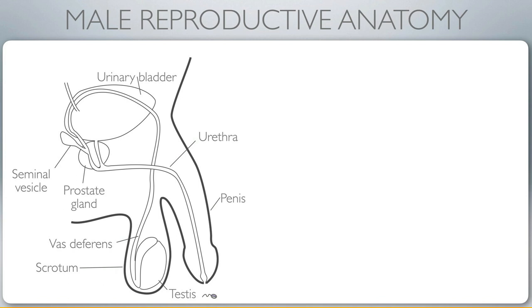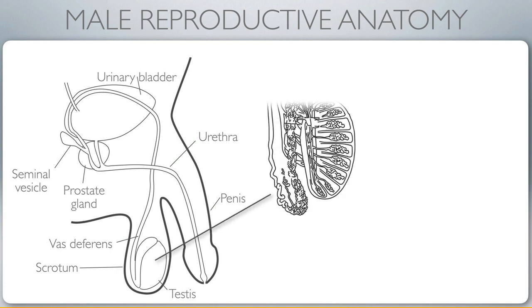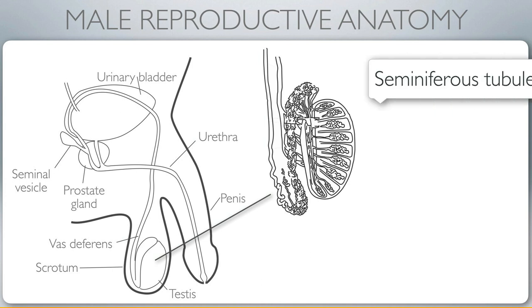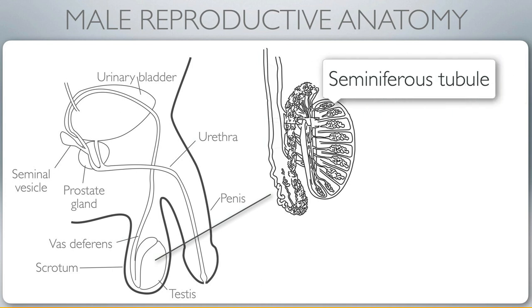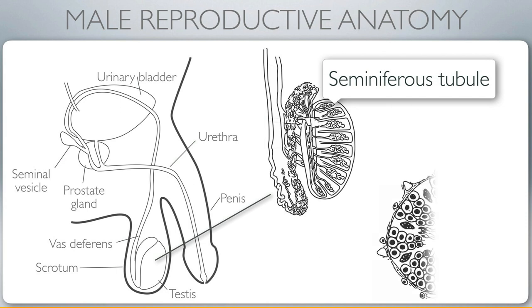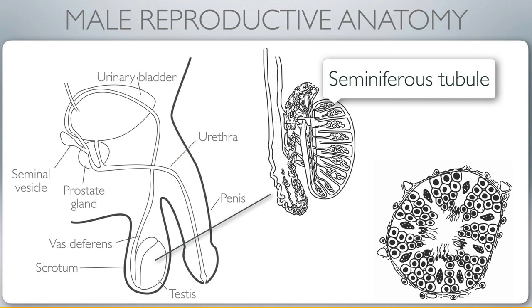Okay, so the testes are the site of sperm production. That sperm production occurs in a complex network of tubules. So if we take a cross-section through a testis, then we can see these tubules. They're called the seminiferous tubules. And when you make a cross-section through the seminiferous tubule, you can see all of those stages of gametogenesis, which are called spermatogenesis in the case of males. We see that cross-section here.